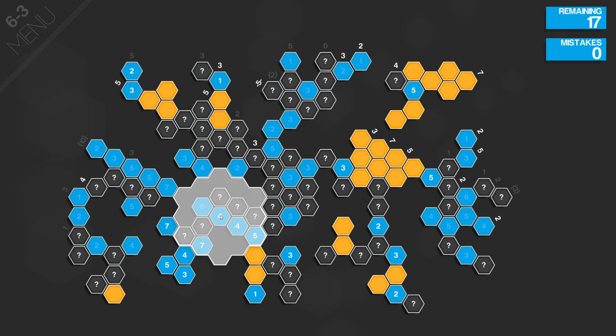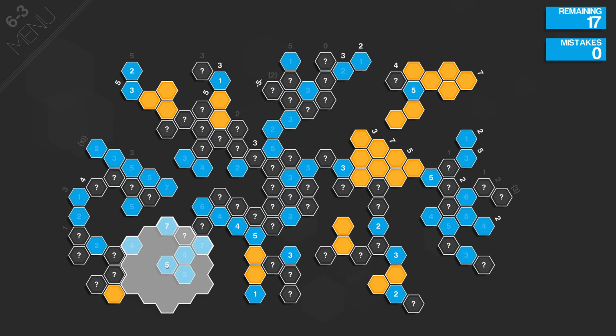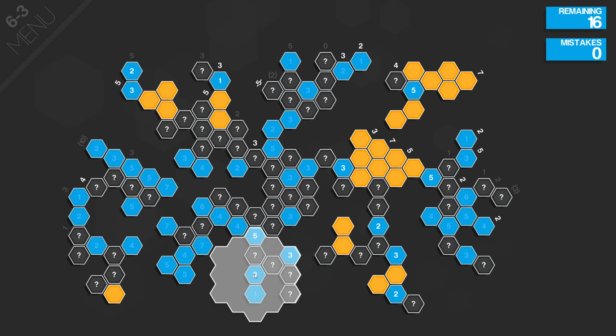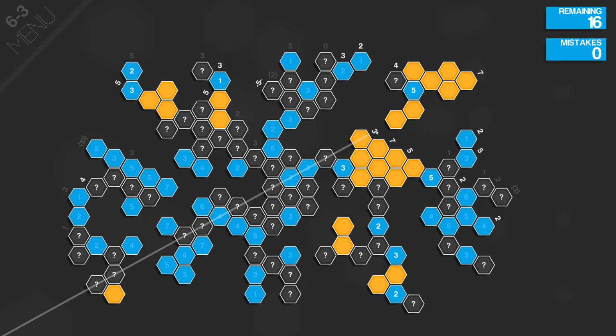That clue is solved, that clue is solved, that clue, that clue, that clue. This four here sees one, two, three, four. We eliminate this. That means this one gets that one. This three is solved. This five is solved. This vertical three is solved. That three is solved. Lots of progress down this side now. There's three in that diagonal.